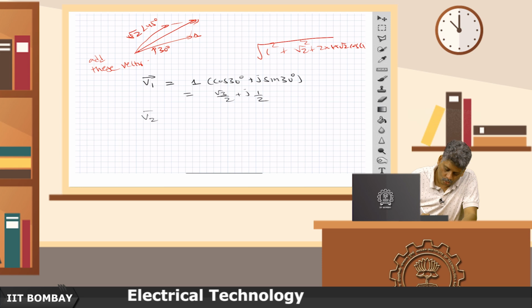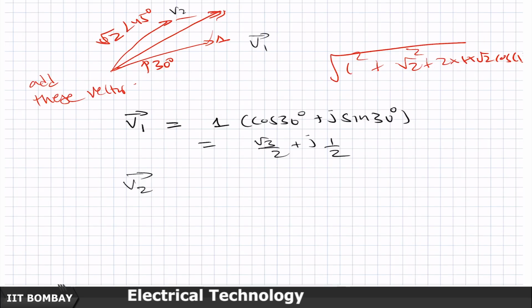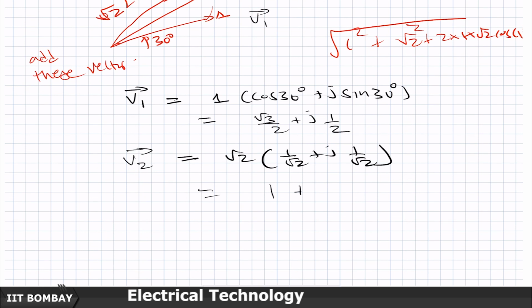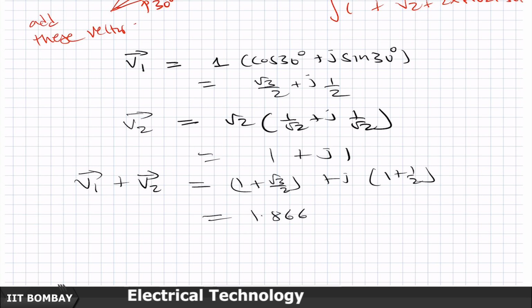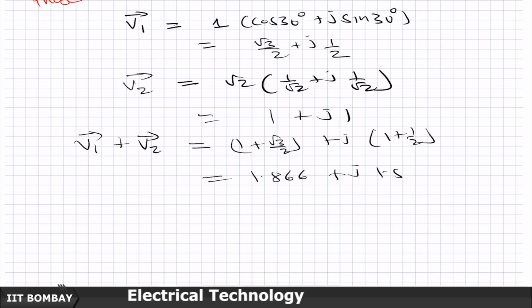The other vector v2, so this is v1, this is v2. We will write it as root 2 cos of 45 degrees, which is 1 by root 2, plus j sin of 45 degrees, which is also 1 by root 2, which amounts to taking it as 1 plus j1. So, now if I ask you to do the vector addition, you add the real parts together and you add the imaginary parts together, and so this is going to be 1.866 plus j times 1.5.